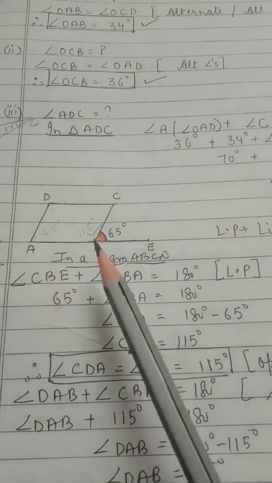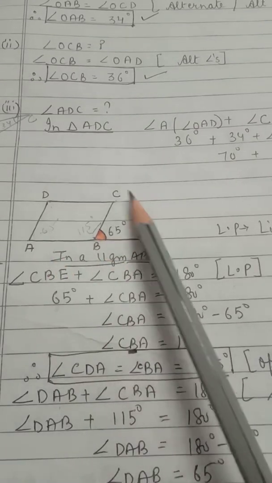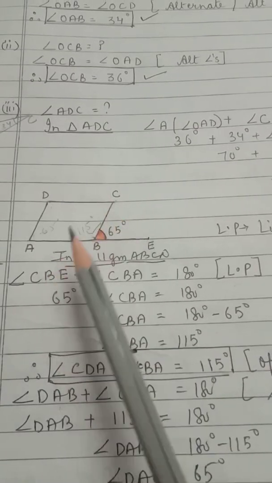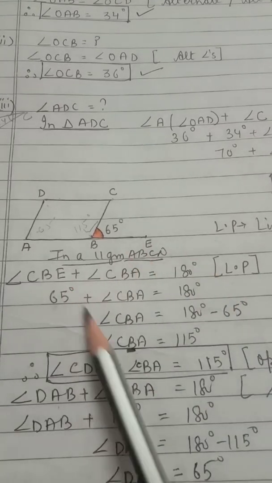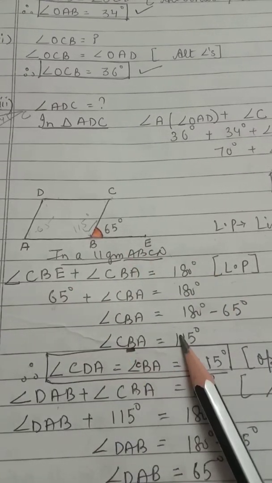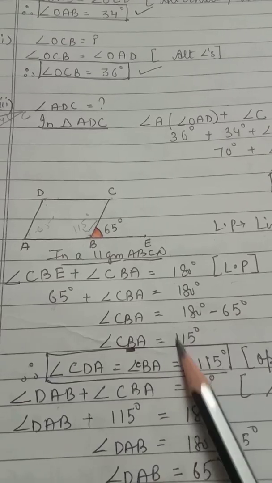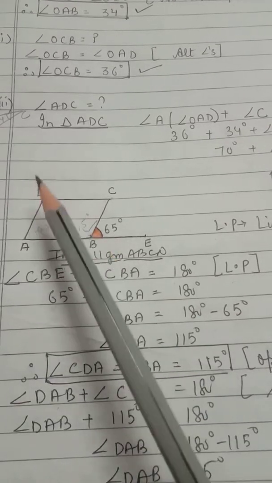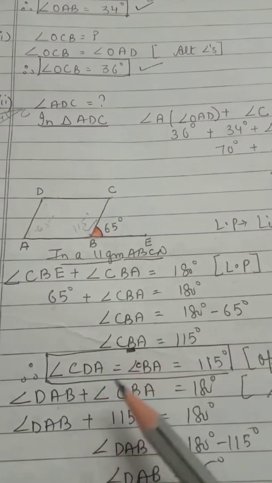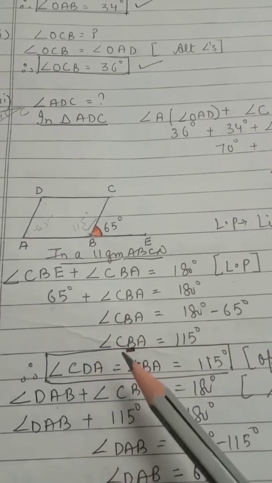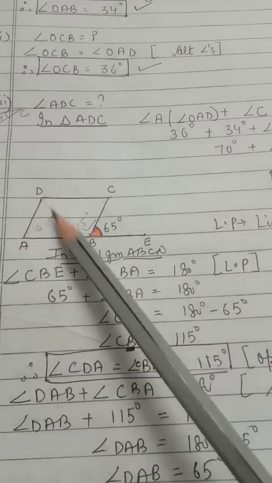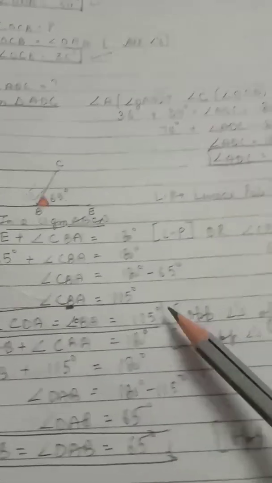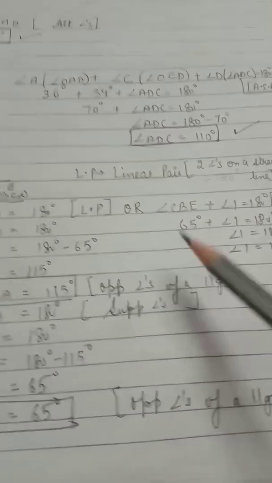The first thing is this angle, which is angle ABC, or you can call it CBA. This angle and this angle, they are on a straight line forming a linear pair. Putting the value, you get angle CBA as 115 degrees. Now this angle D, which is CDA or ADC, that is also 115 degrees because opposite angles of a parallelogram are equal.